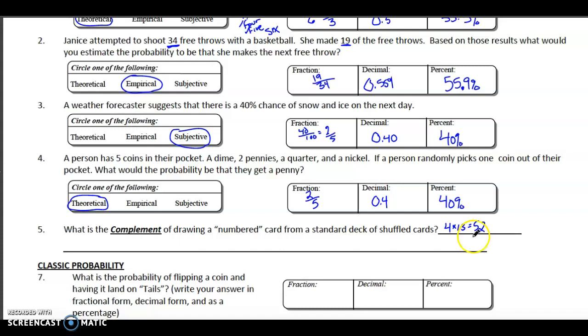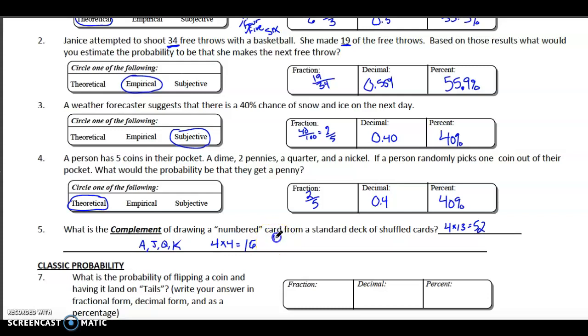All right, so what's the complement of drawing a numbered card? Well, in each suit, we have non-numbered cards. We want the complement, so the opposite of a numbered card. Well, the opposite of a numbered card would be the cards that are not numbered, right? So that would be ace, jack, queen, king. So you've got 4 that are not numbered, and then of course you have 9 that are numbered, the 2 through 10. So I've got 4 in each suit, and there are 4 suits. That would be 4 cards in each suit times the 4 suits. That's 16 total cards that are not numbered in a deck of cards.